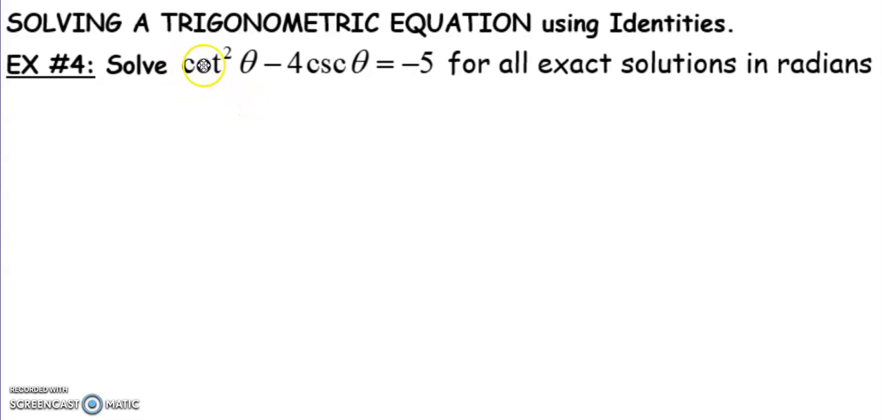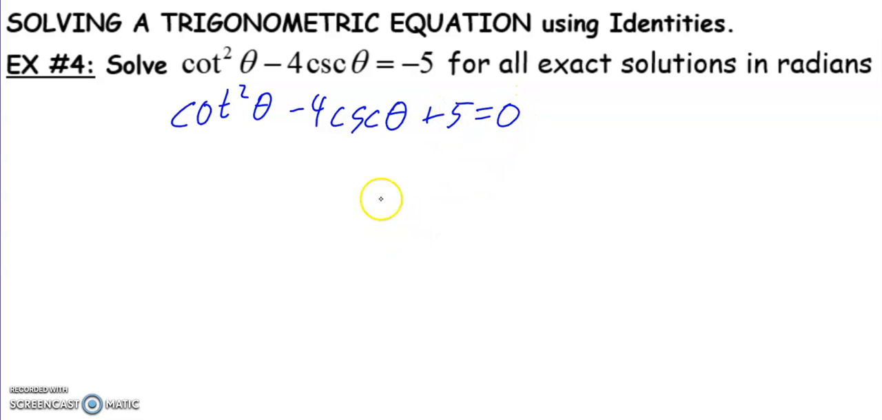So what I noticed right off the bat is we have two different functions. So I said, let's go ahead and make my equation equal to 0. So I added 5 to both sides and I said it was 0. Now I tried a couple different things before it finally dawned on me. What I was trying to do is link the cotangent squared. Do I have an identity that will let me put cotangent squared with cosecant? And the answer was sort of.